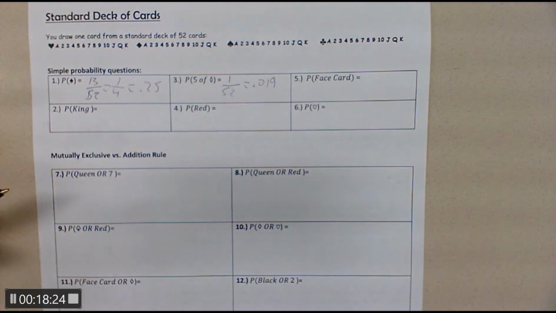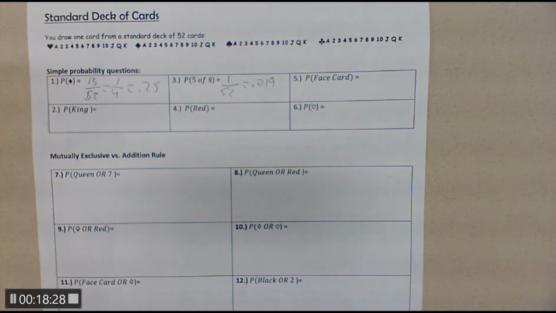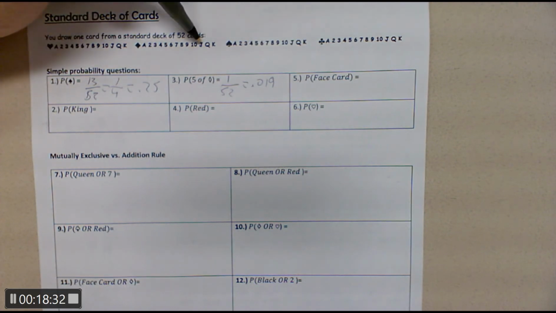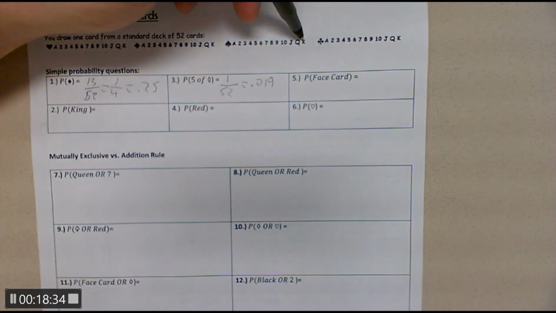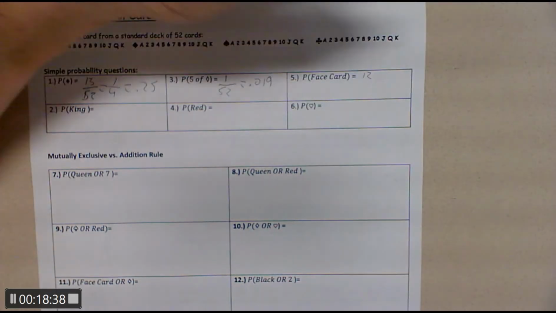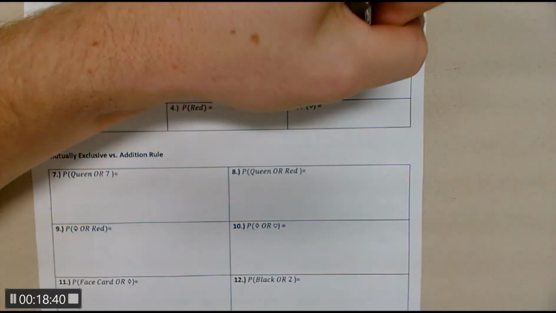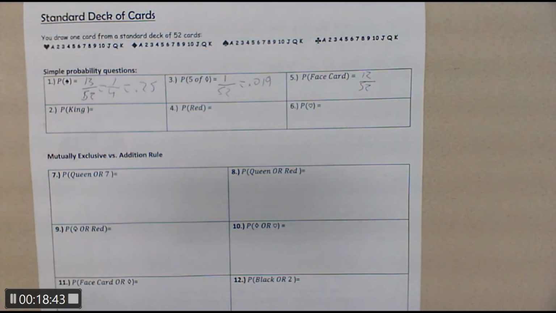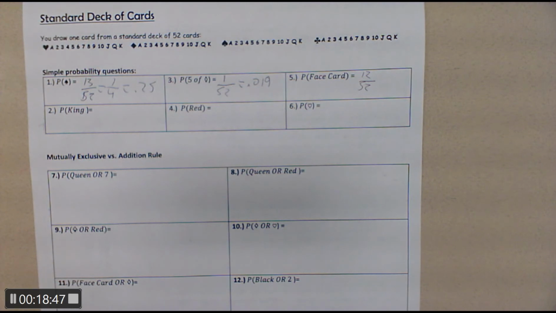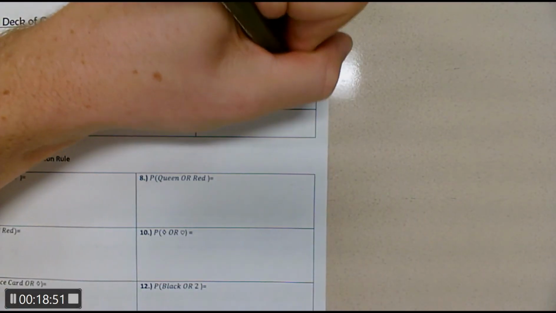Okay. Moving on, face cards. Once again, face cards are just the ones that aren't numbers. They're the jack, king, queen. And so we got 1, 2, 3, 4, 5, 6, 7, 8, 9, 10, 11, 12 face cards, divided by 52 total cards. 12 divided by 52 gives us 0.23.